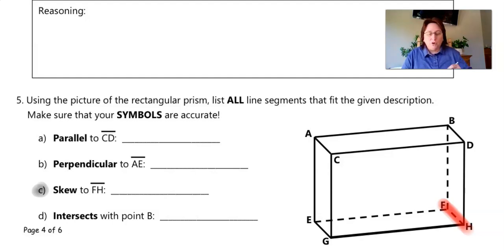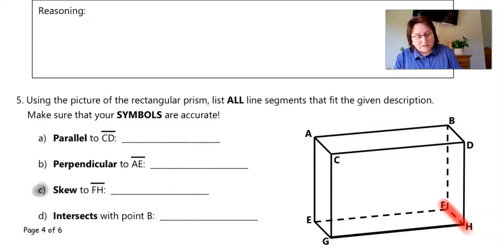So we want to look for other lines that are not going to intersect. It can't be EF, and it can't be GH, because those both intersect. Oh, well, so do BF and DH. It can't be any of those, so those don't work. What about BD? Is line segment BD skew to FH? No, it's not. BD is parallel, and remember, it can't be parallel. What about line segment AB? Do you guys think that line segment AB is skew to FH?